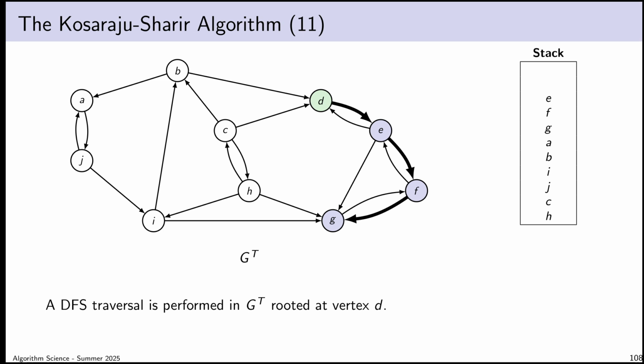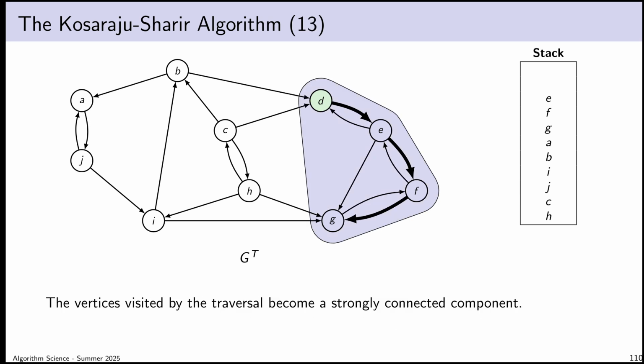I then perform a DFS traversal in G transpose, rooted at vertex D. There it is. And notice how it visits these things. Okay, now here's where something spooky is going to happen. So I look at the set of vertices that I visited, and then that is my component. And as I said earlier, this is one of these algorithms where the machinery of the algorithm is simple, but why the algorithm works is just really weird.